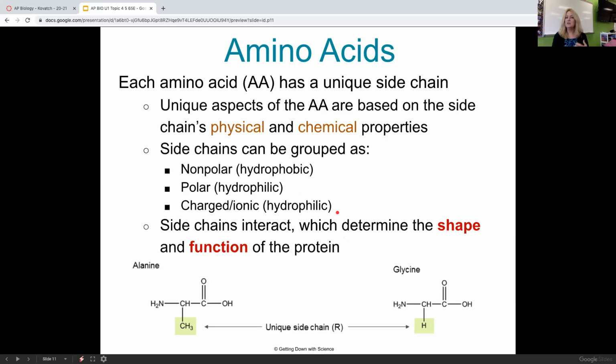The side chains interact also, and that's going to play a role in how it folds into its 3D shape. So side chains interact, and it's incredibly important. The way that they are charged and how they're beside each other will determine its shape, and the shape determines the function of the protein. So that's very important.